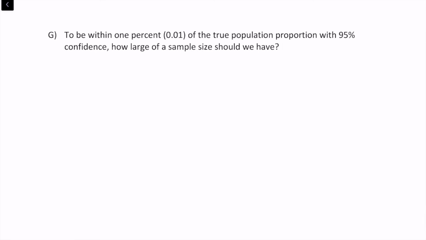To be within 1% of the true population proportion with 95% confidence, how large of a sample size should we have here? Okay, the key here is to be within 1%. That's our keyword. They are talking about the margin of error. So they're telling us that our margin of error is 0.01, or 1%. And we want to do this with 95% confidence, so our critical z-score has to be 1.96.